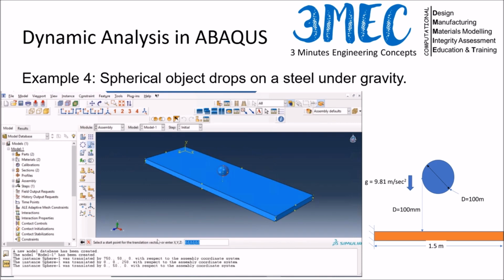I'm just trying to figure out how to define this vector to move it, and now I'm going to give it a value of 100 millimeters, and now I have 100 millimeters away from the surface. So once I have done that, now I can go to the next step, and I can define a dynamic explicit step. So I can create a step.